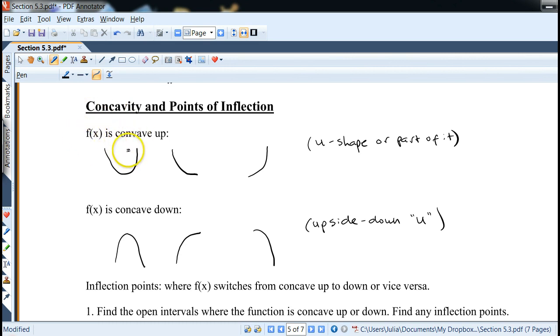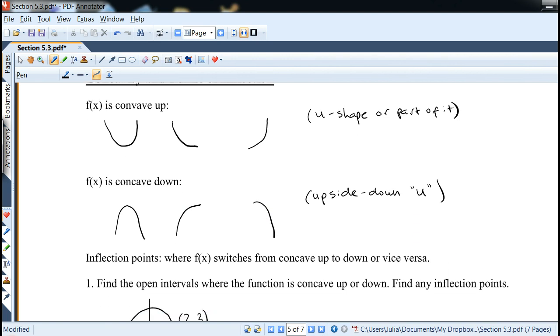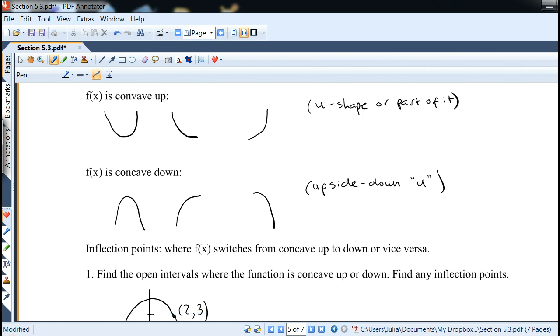For example, a graph is concave up if it looks like a U shape or a parabola shape or part of the U shape. Notice how the function could decrease or it could increase. So it's a U shape or part of it. Or concave down, which is upside down U, or like upside down parabola. It could be increasing, or it could also be decreasing in different ways. Inflection points are basically where f of x switches from concave up to concave down.